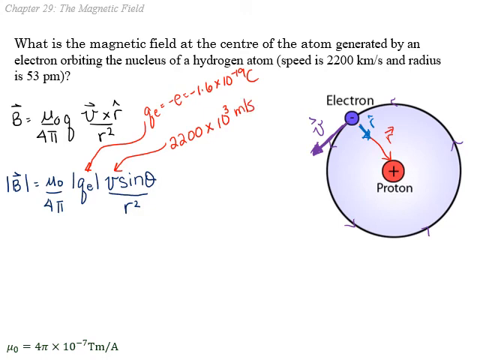Sine theta, theta is the angle between v and r hat. If you look at your picture, you can see that that's 90 degrees. The electron moves around in a circle, so the velocity is tangent to the circle, and the radius then is perpendicular to that, so our angle is 90 degrees. And the radius of the path r is 53 picometers, and a picometer is 10 to the minus 12 meters. Okay, put all that through the calculator, and what we'll get for the magnitude of our B is equal to 12.5 teslas.